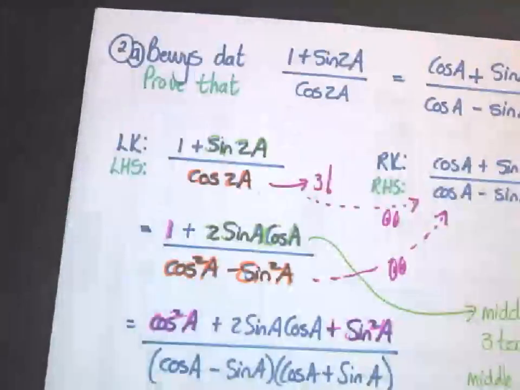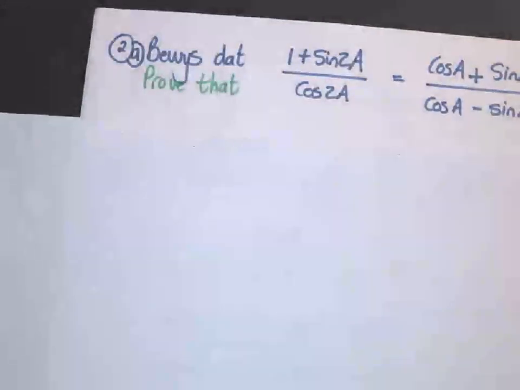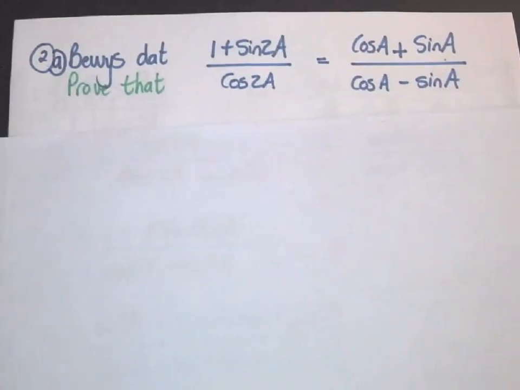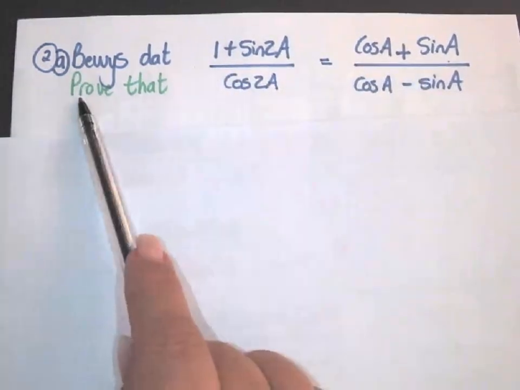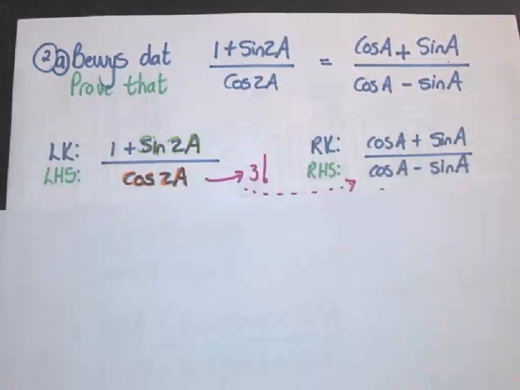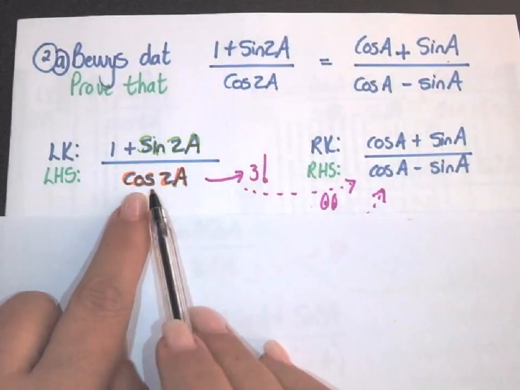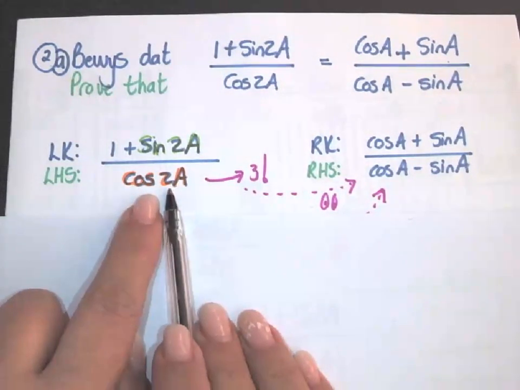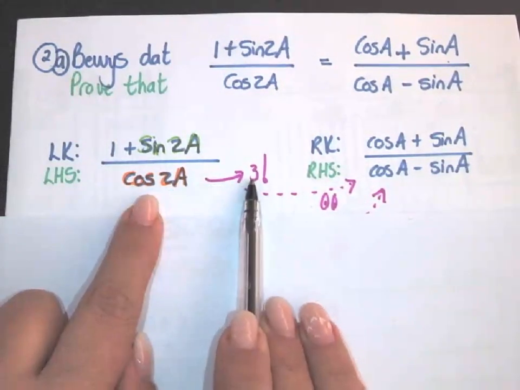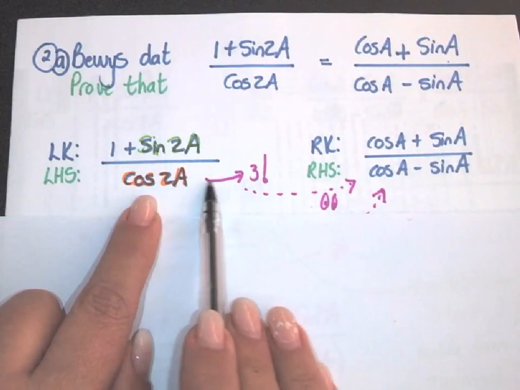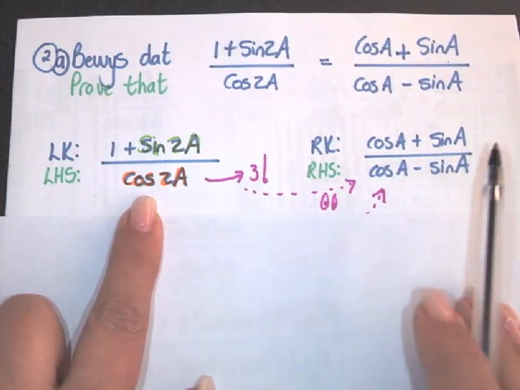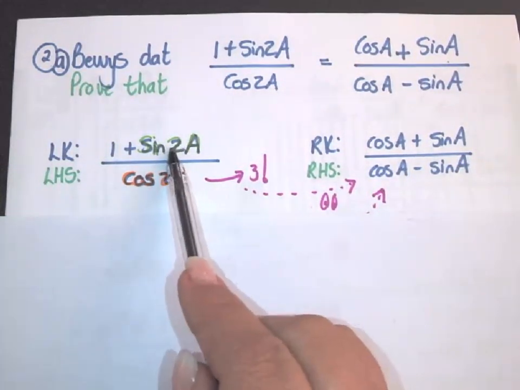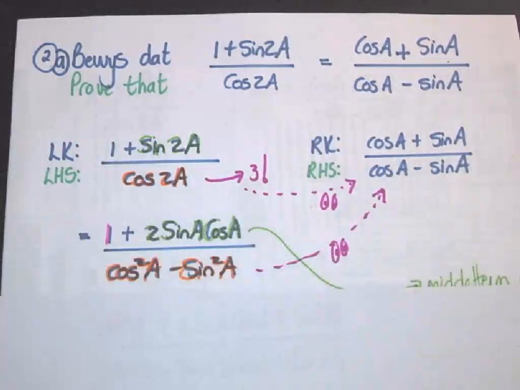The next example, they ask you to prove that this equals that. Immediately you know left-hand side, right-hand side separately. I've got a cos 2a at the bottom. There are three options. Which one should I use if I want that at the end? Cos squared minus sine squared. And this one is the normal sine double angle.